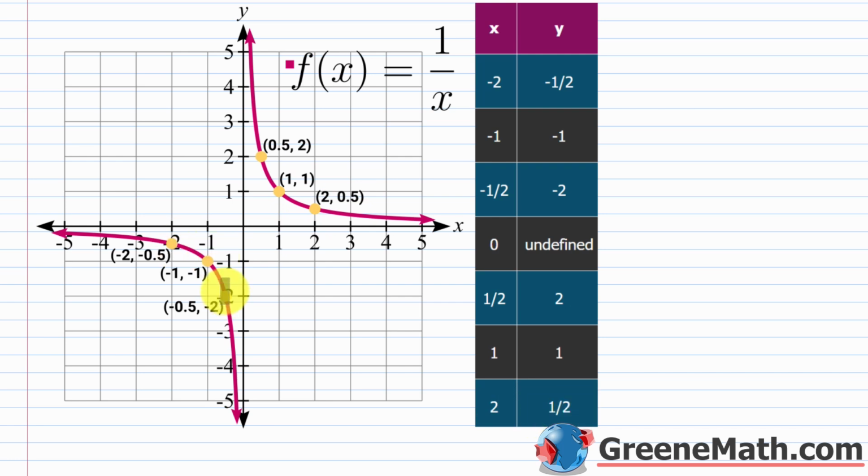So these six points are really all you need, along with the fact that you have a vertical asymptote, which is x equals 0, and a horizontal asymptote, which is y equals 0. So if you know that, you can make this graph pretty easily.